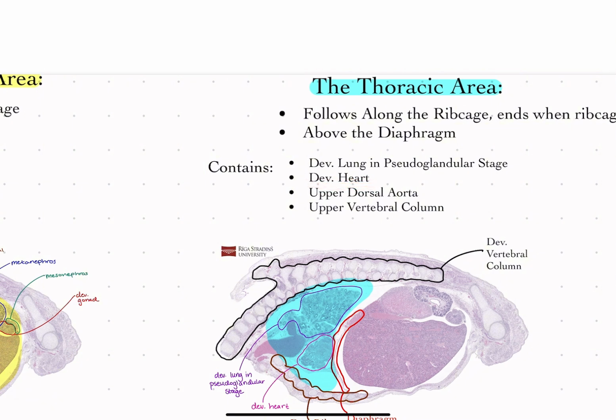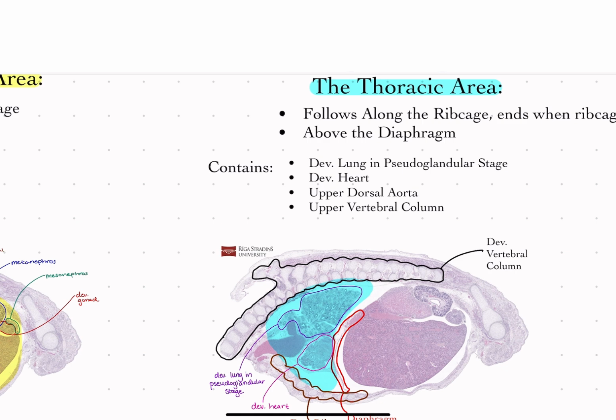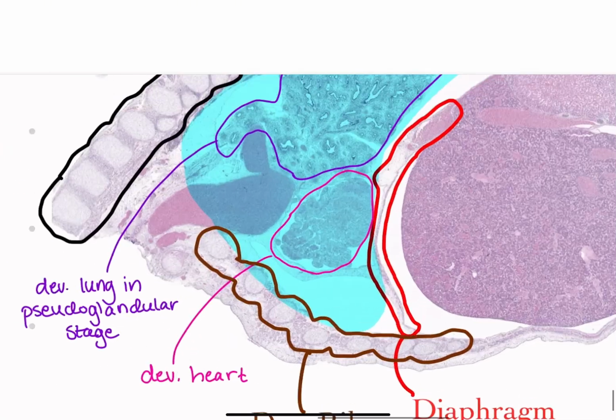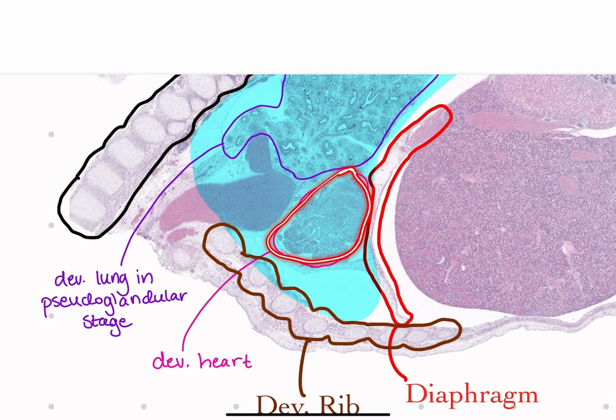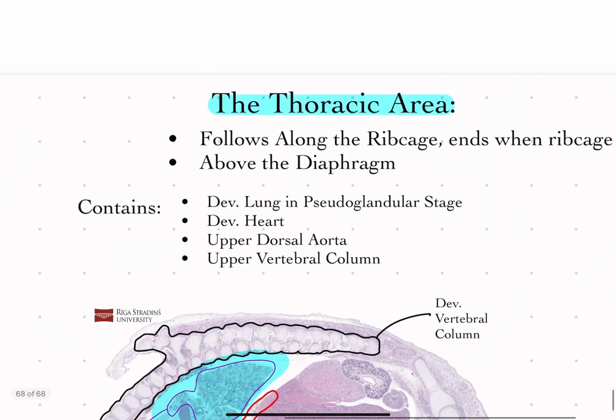Now, just because the thoracic area contains these organs doesn't mean that we're going to see them all the time. Sometimes we don't even see any of these parts, depending on the cut of the slide, of course. But in this case, we can actually see the developing heart right here. We'll get to the heart in a second. There are structures within the developing heart that we do need to know.